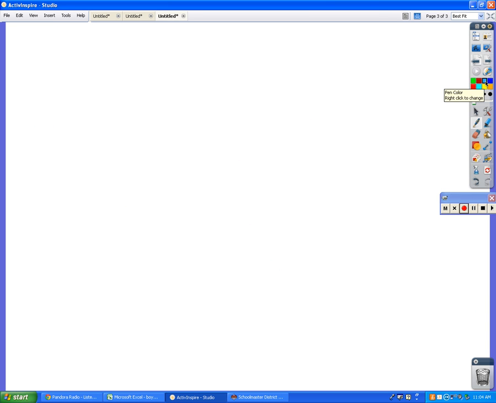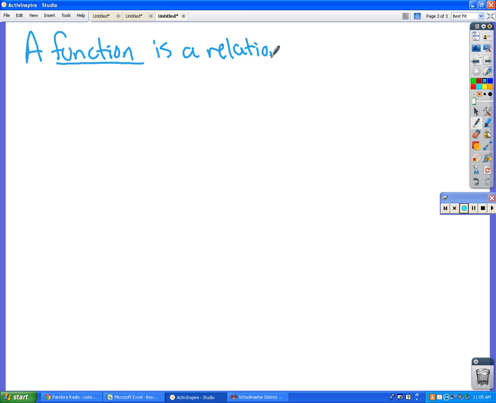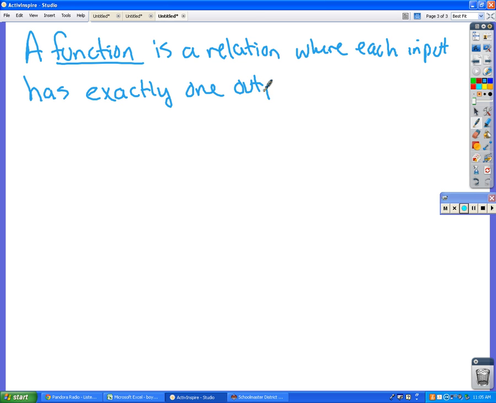Okay, so then the second thing that we need to learn about, and this is a little bit more complicated, is what a function is. A function is a relation where each input has exactly one output.